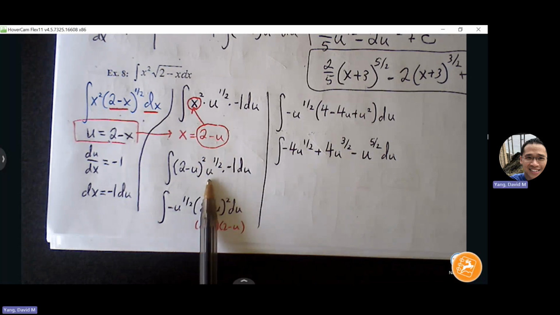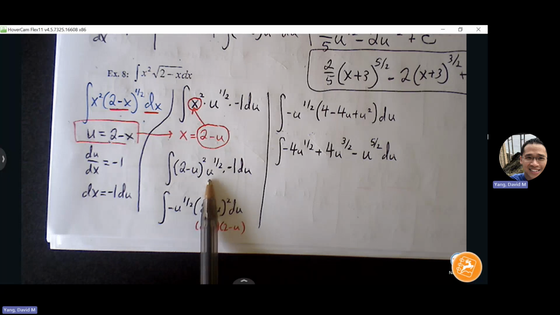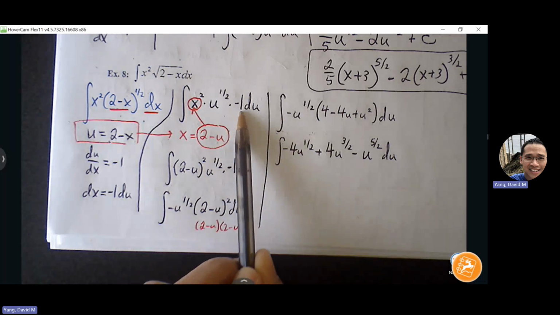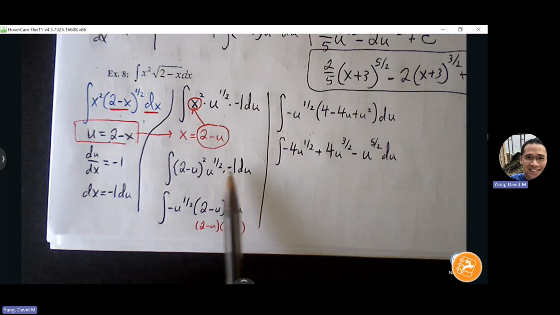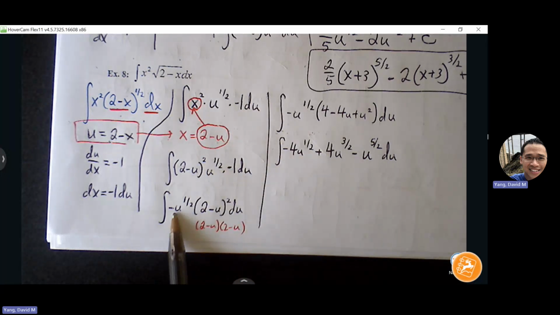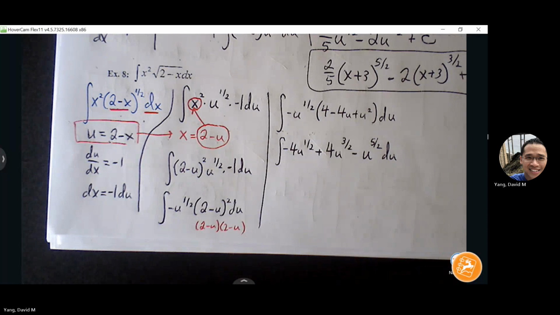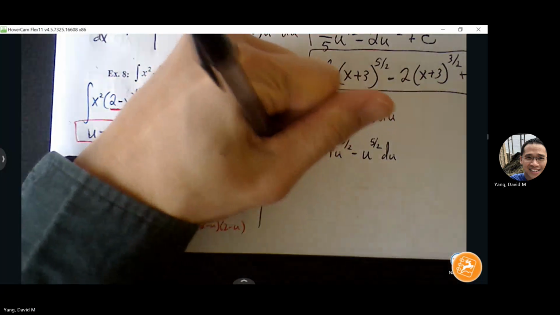So you see how I replaced dx with -1 du. I just made the -1 and 1/2 go together, so that I don't have to distribute them separately. I can just do it all at once. Okay, power rule.